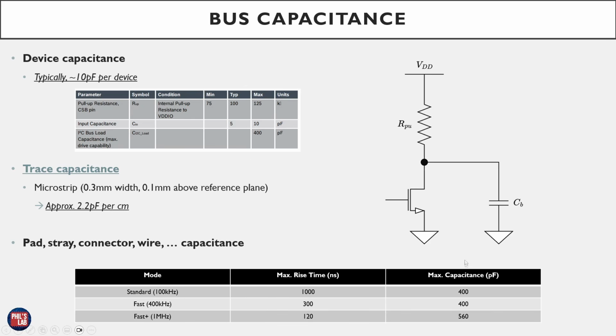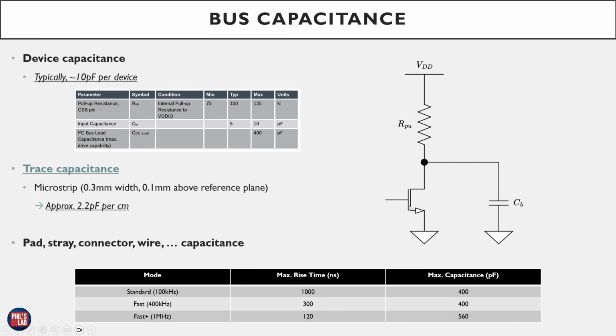All of this bus capacitance is important for us because I2C, also depending on the devices you use, has a maximum allowed capacitances according to the standard. So this table at the bottom is taken from the standard. So again, we have 3 different modes: standard 100 kHz, fast 400 kHz, and fast plus at 1 MHz. And we'll come to the rise times in just a second, but per interface, the standard details a maximum allowed capacitance in picofarads on the bus. And for standard and fast, that's 400 picofarads, and for fast plus, that's 560 picofarads.